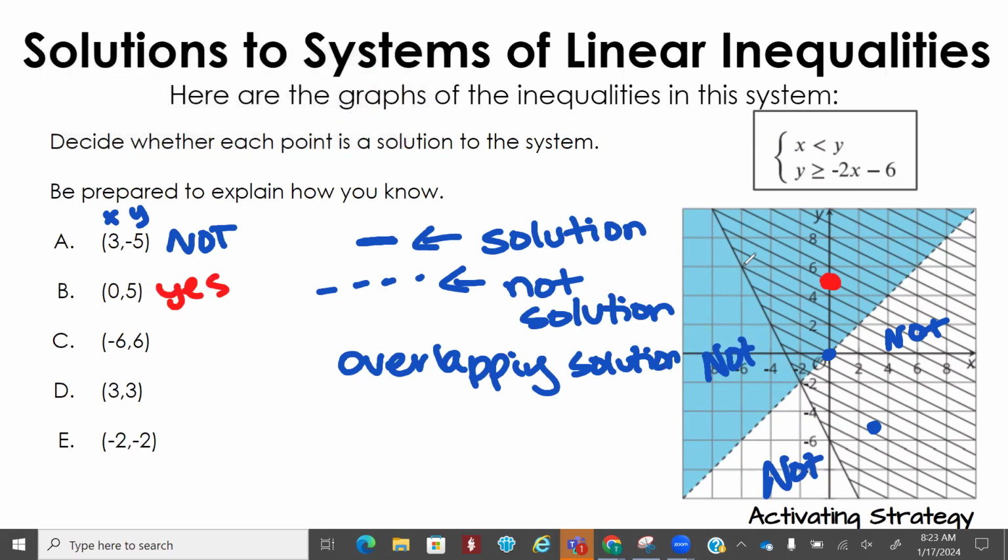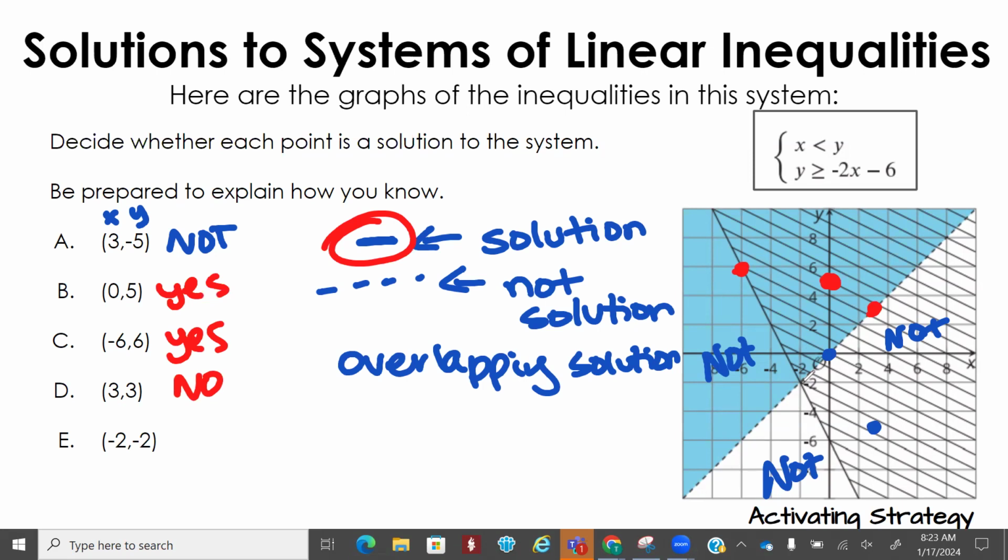Negative 6, 6. This one's a little tricky. Is this a solution? Yes. Why is it a solution? Because it's on the line, right? But I told you that a solid line is a solution. So that's yes. 3, 3. That's right here. Is that a solution? No, because it's on a dashed line.